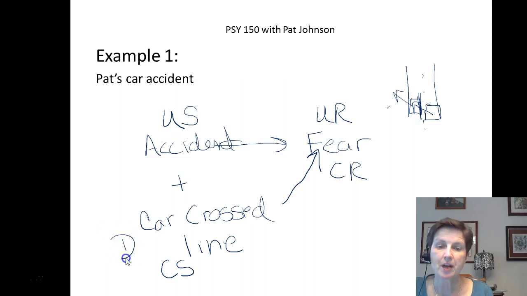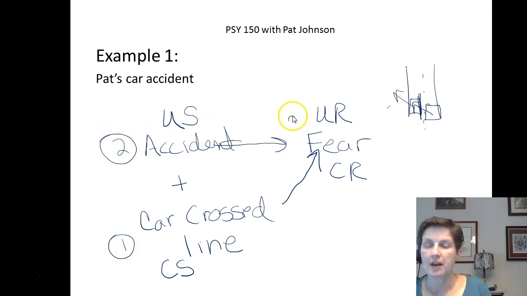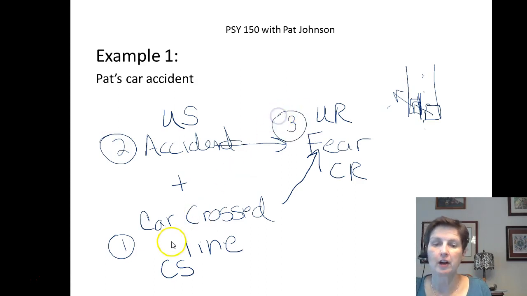So again, this is what happened first. This is what happened second. And I had fear, and now when cars cross the center line, I experience fear.